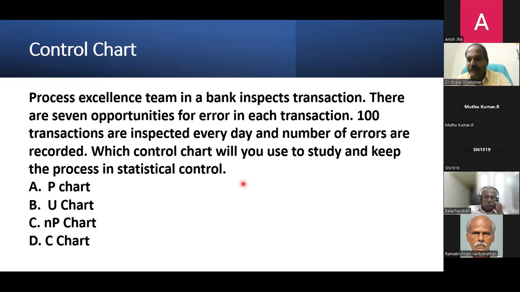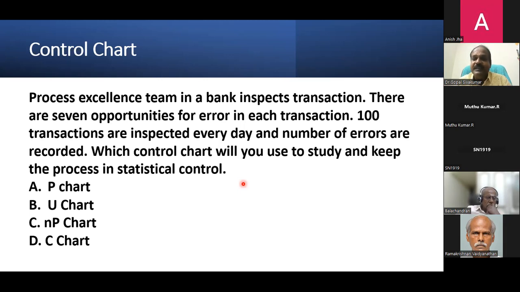What are you monitoring? Are you monitoring the defects or the percentage defective? What are you trying to monitor here? This is defect. Sir, this is C chart, sir. Because 100 transactions are inspected every day, the number of errors is recorded. Number of errors means number of defects. So you are not on the defective side. You are on the defect side. Now your option is restricted to C and U. Can you see that, all of you?